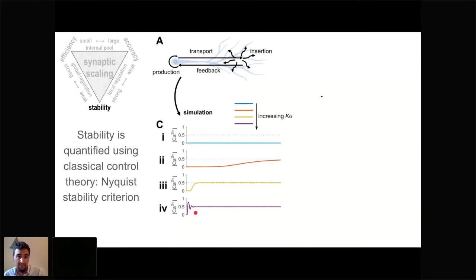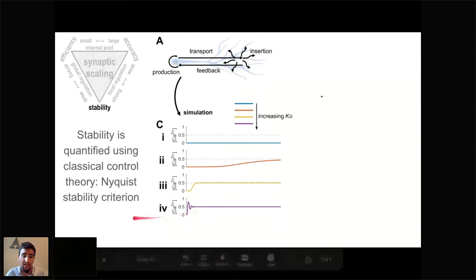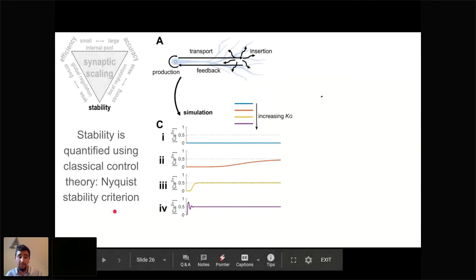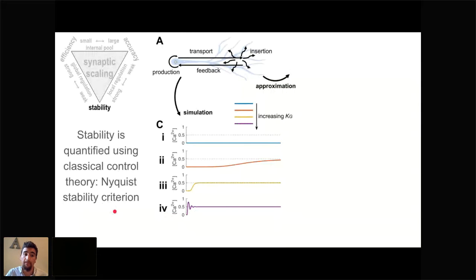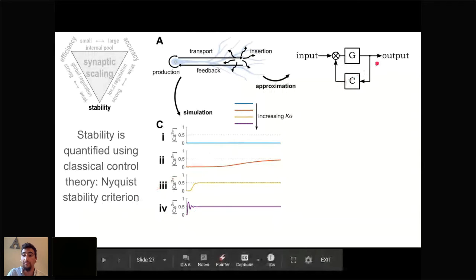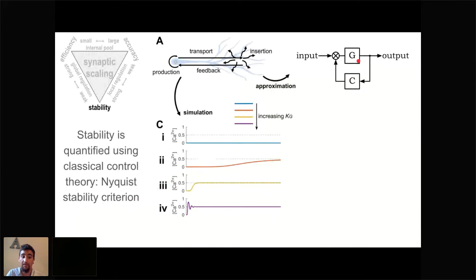How can we quantify these levels of stability? We're going to do that with Nyquist stability criterion, and I'll walk us through it. First, we're going to approximate our system with a block diagram. This diagram has an input, an output, a system block G, and a control block C. We can conceptually define an instability as when the output is very, very large compared to the input. In other words, when the ratio of output to input tends toward infinity. This output to input ratio is also known as the transfer function, which some of you may be familiar with.